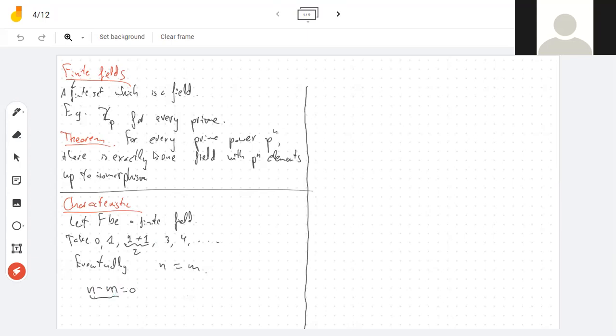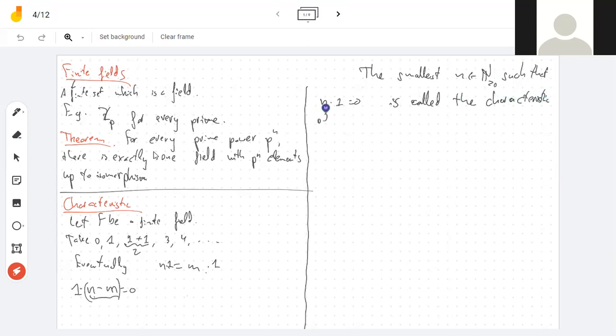So there's some number, I'm going to say n, such that n times one, one repeated a number of times, is zero. Let me remind you that the smallest natural number n such that n times one is zero is called the characteristic of the field F. And let me remind you, the characteristic is always a prime number. We write it char.